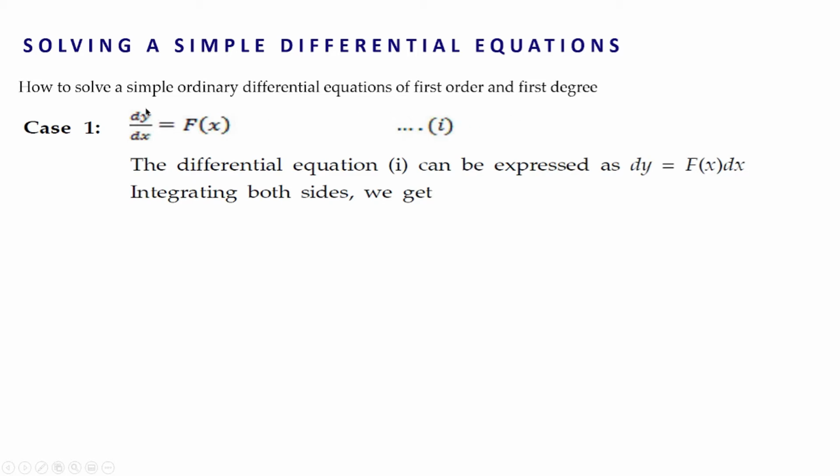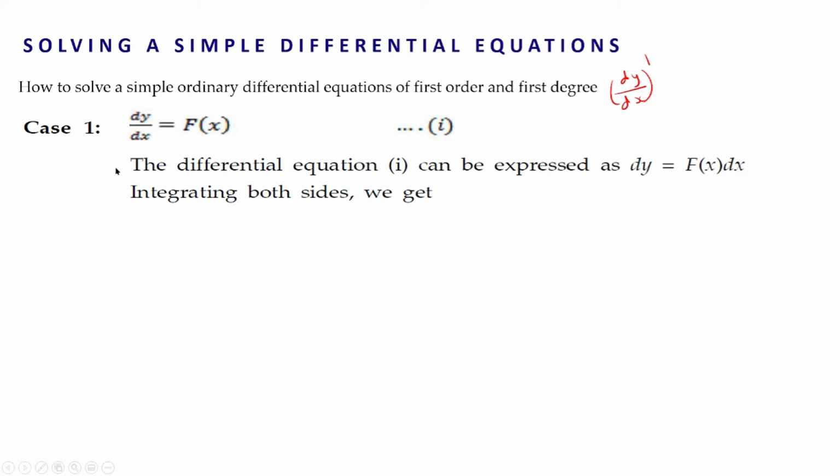We know what a simple ordinary differential equation is. If a differential equation has derivatives of one dependent variable with respect to only one independent variable, then it is called an ordinary differential equation. And if we have only the first derivative of y, that is only dy by dx, and the degree is also 1. Here we are going to see those differential equations of first order and first degree that can be solved. Now let us take the first case.